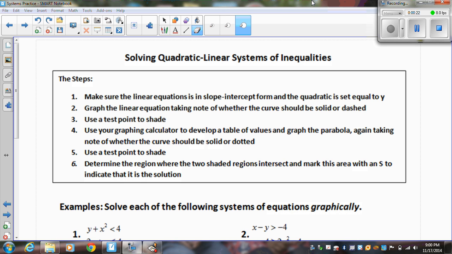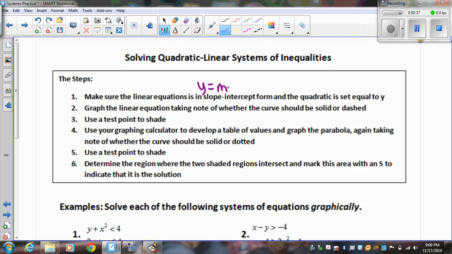When you are graphing these, you need to make sure that both the line and the quadratic are set equal to y, so that you can graph your line in slope-intercept form, which is y equals mx plus b. And the quadratic is set to y so that you can put that into your calculator to come up with your table if you need to.